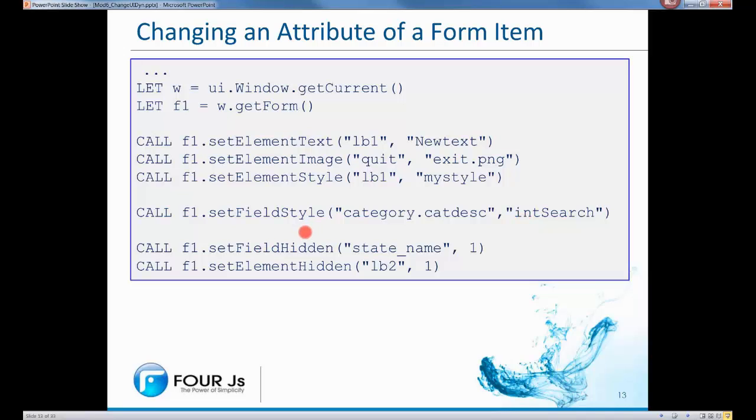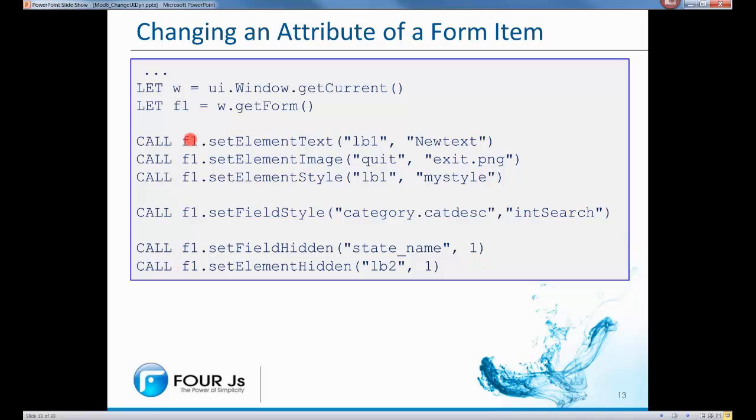Under this set field hidden, they're doing state name. You'll notice that I'm not required to do table.column name. I tend to do it because it's very precise, and if somebody added a second state name somewhere on the form, I don't have to worry about that. Here it's setting it to 1, so it means that that's going to be hidden. Set element hidden, here it's taking LBT2, whatever that is, and it's also hiding it because it set it to 1.